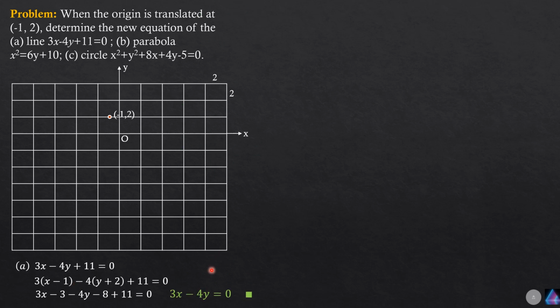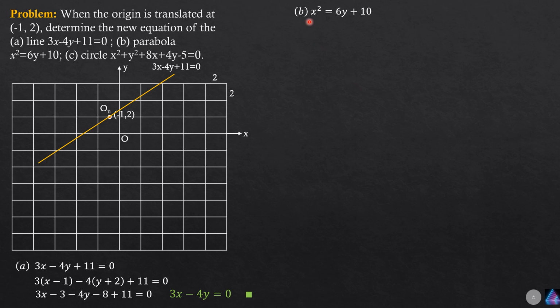So that's it for this first problem. Take note that if this is the new origin, this is satisfied because 3 times 0 minus 4 times 0 equals 0. So the technique is to replace x by x plus -1 and y by y plus 2, and we will do that for the rest of these problems. For the second problem, the parabola x squared equals 6y plus 10, that's the line, and it indeed passes through this point, which is now the new origin. That's why the equation of the line becomes that.